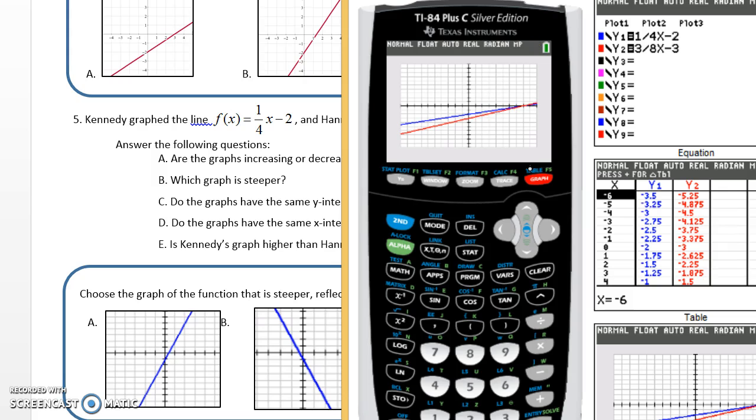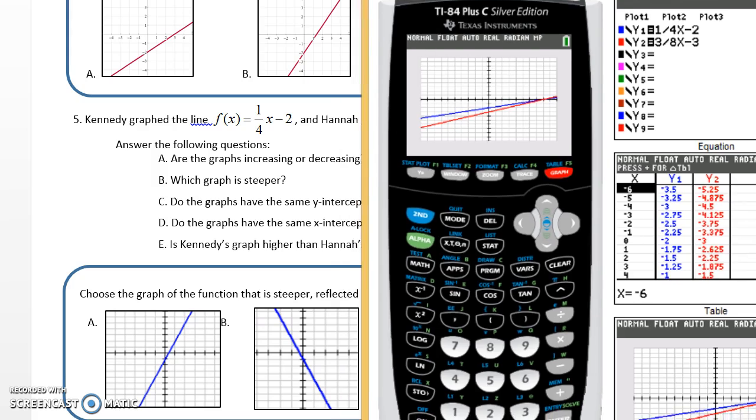So some things you're going to notice, it looks like the red one is actually steeper than the blue one. Eventually the red one will take over and be on top of the blue one. Looks like they have the same x-intercept. Looks like they have different y-intercepts. They both have positive slope. So those are some of the things that you can analyze with your graph.